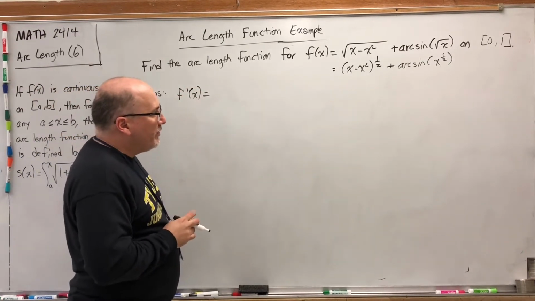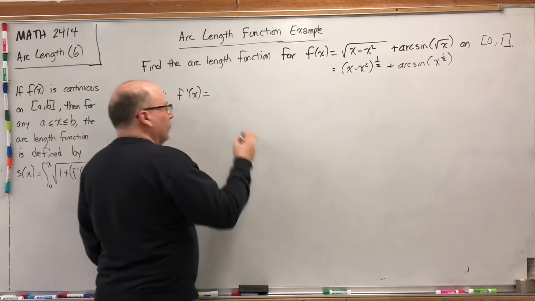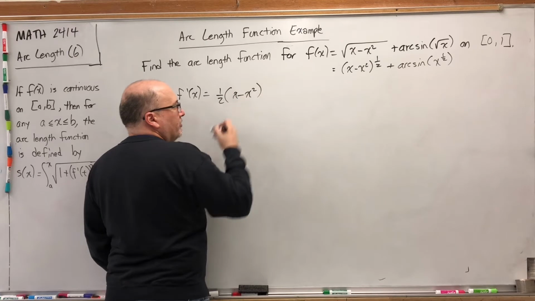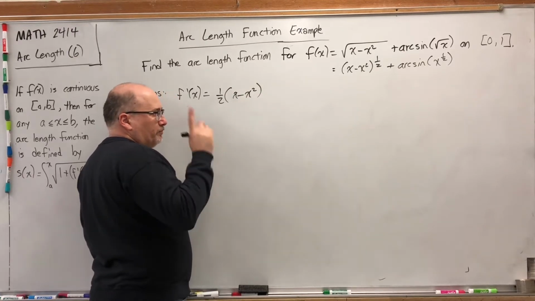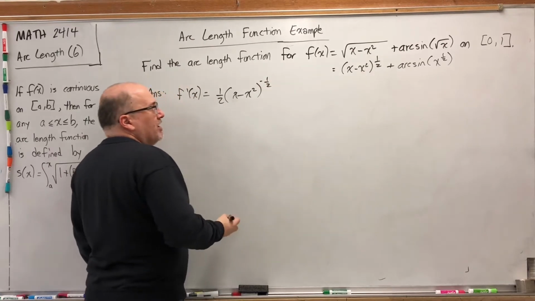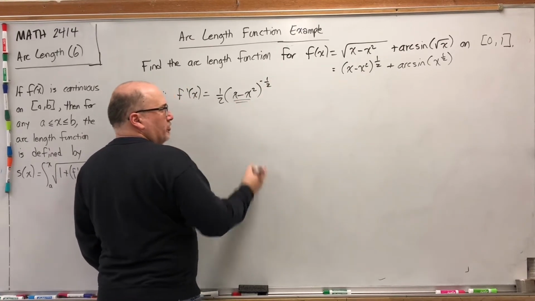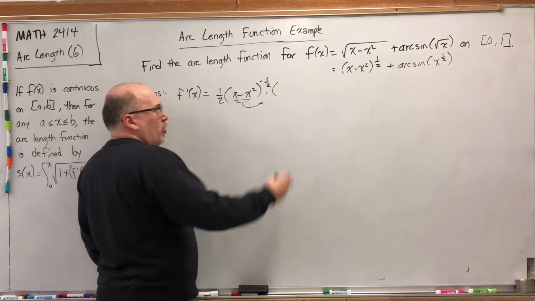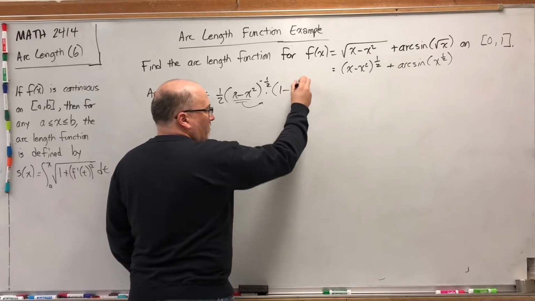All right, let's take the derivative. The derivative of the first term, power rule, bring down the 1/2, leave the inside alone. So it's still x minus x squared. Subtract 1 from the exponent to get negative 1/2. But then the chain rule says times the derivative of the inside. The derivative of x minus x squared is 1 minus 2x.